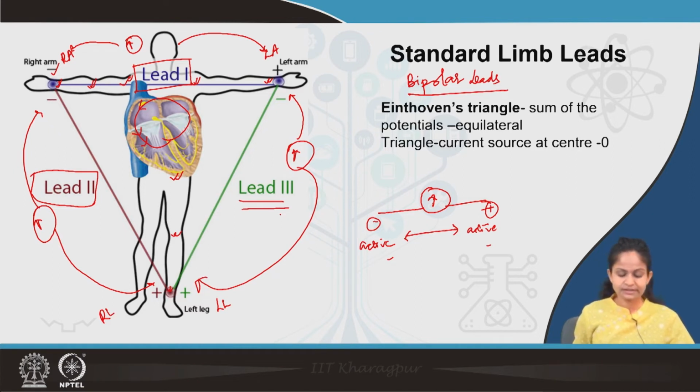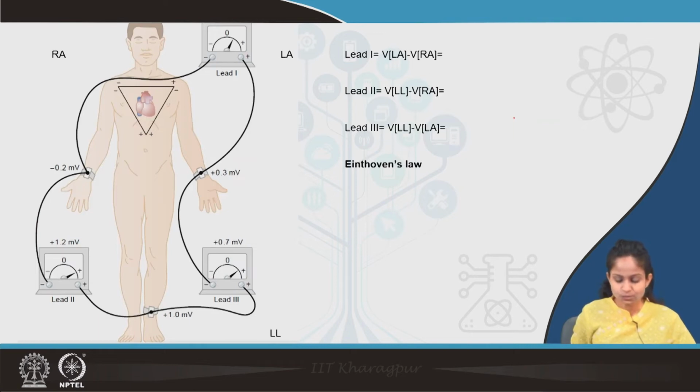So, this inverted equilateral triangle is bearing a current source, that is the heart at the center of it, and these are the 3 leads connected. This triangle is known as Einthoven's triangle, named after the scientist Willem Einthoven. With this we will see what you understand by Einthoven's law.